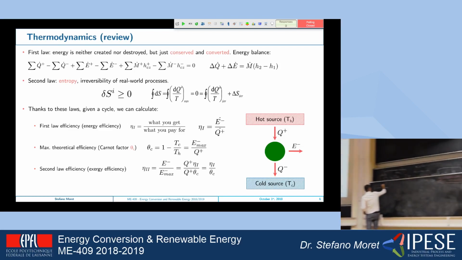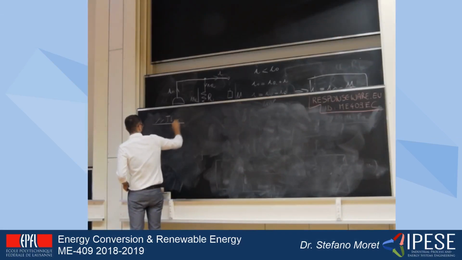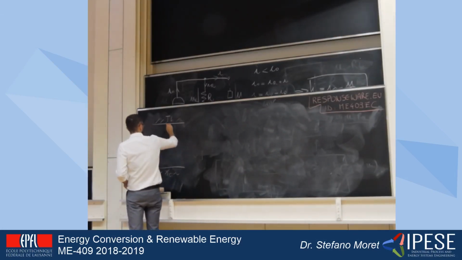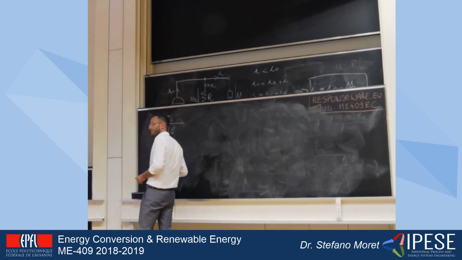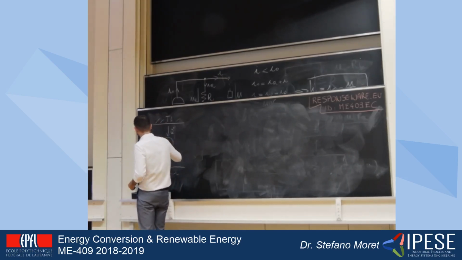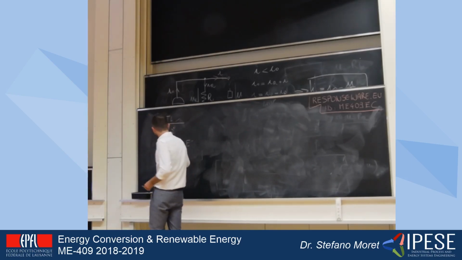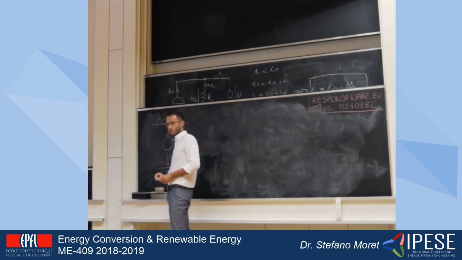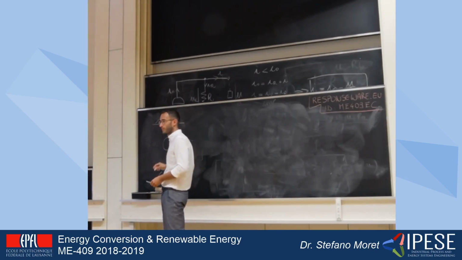If you have a cycle that works between a hot and a cold source, there will be some heat, which you remember we indicate with plus, entering our system in order to produce some work, and there will be some heat given to the cold source. And you can use the dot if you're talking about power. You don't use the dot if you're talking about energy.